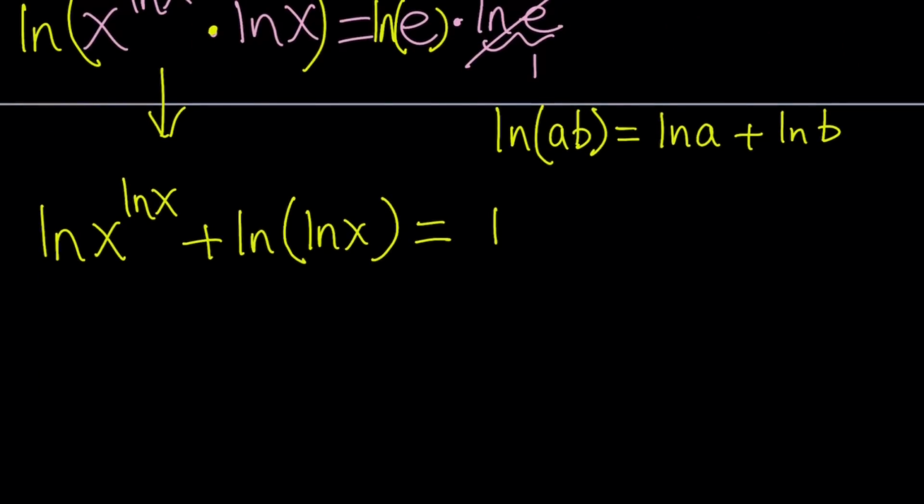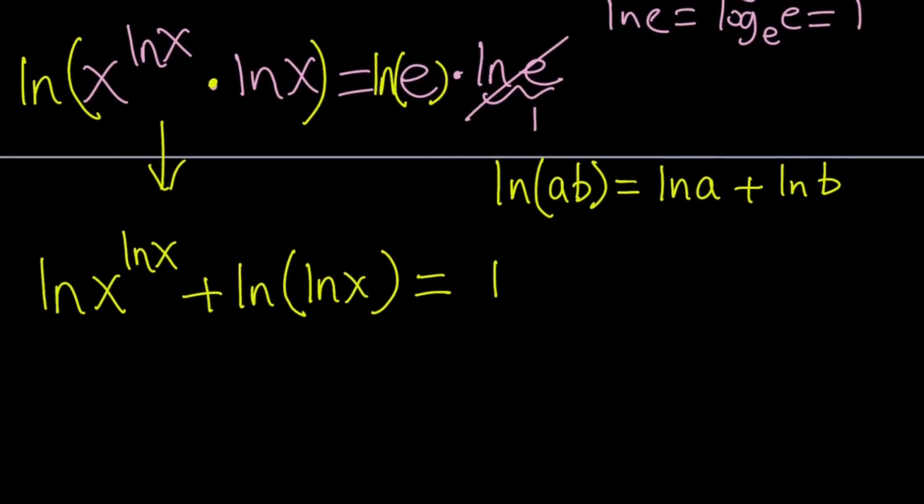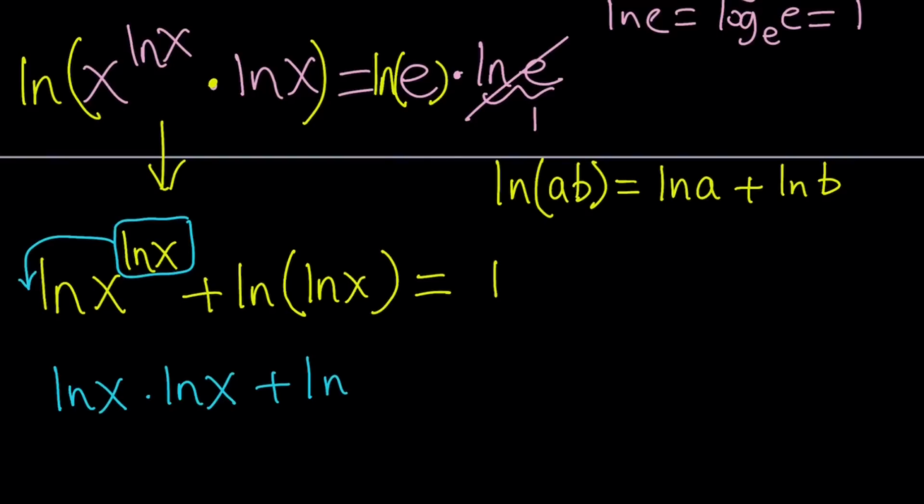Don't worry, it's going to get better, by the way. So what we're going to do next is, again, using properties of logs. We talked about it several times. We can move this to the front. Let's do it, and we get something that should be familiar to you, ln x times ln x, hopefully, right? Plus ln of ln x equals 1. So that's kind of like an interesting equation, don't you think?